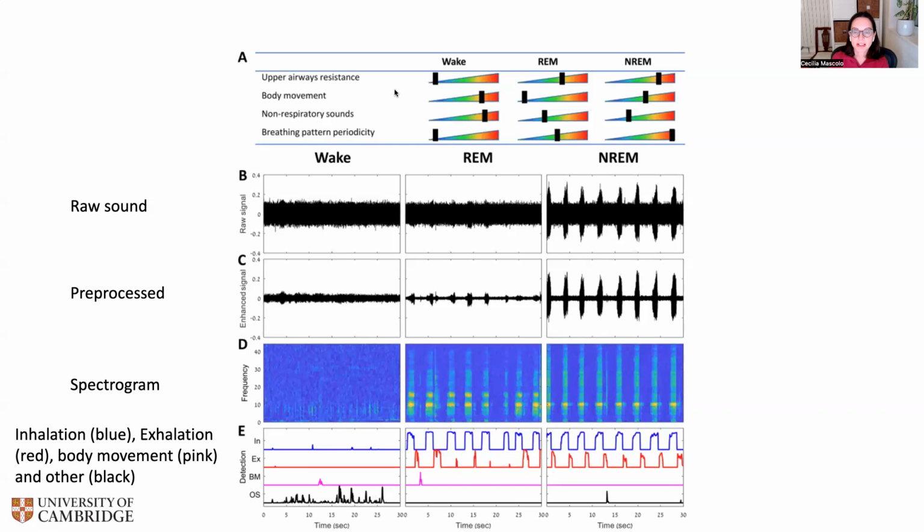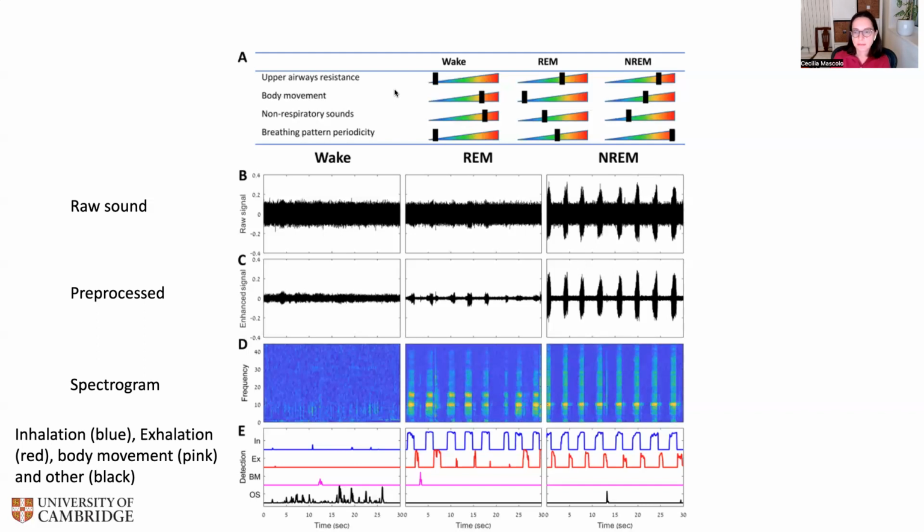Non-respiratory sounds, such as voicing, exist mainly when you are awake, but not while you are in the sleeping stages. And breathing pattern periodicity is actually quite different in wake time and non-wake time. And so we expect to see it in the data.